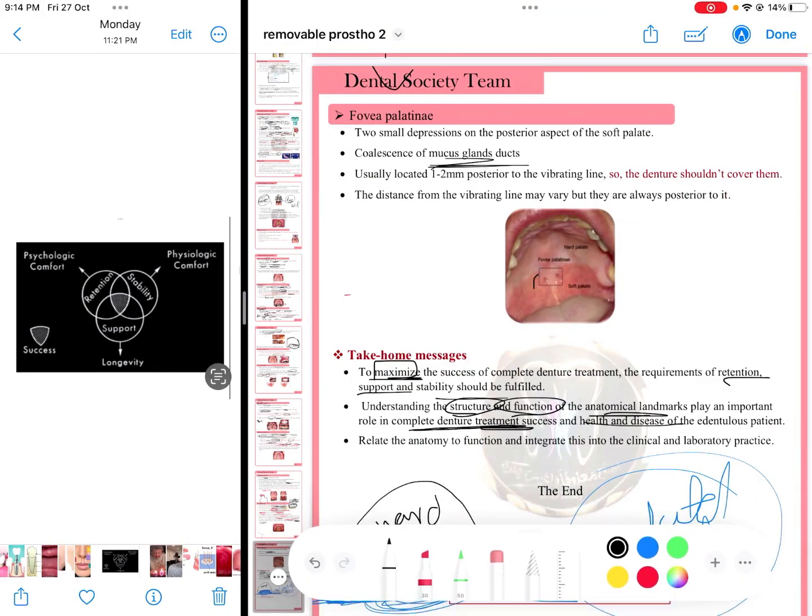Now, because we know what the fovea palatini is and what its function is, we know that the denture must be anterior to it, so the mucus from the glands or the saliva will not accumulate under it. So studying each component alone gives me its importance, and I know how it relates to the denture. So we have to relate the anatomy to the function, and integrate this anatomy and function into my clinical practice and my treatments.